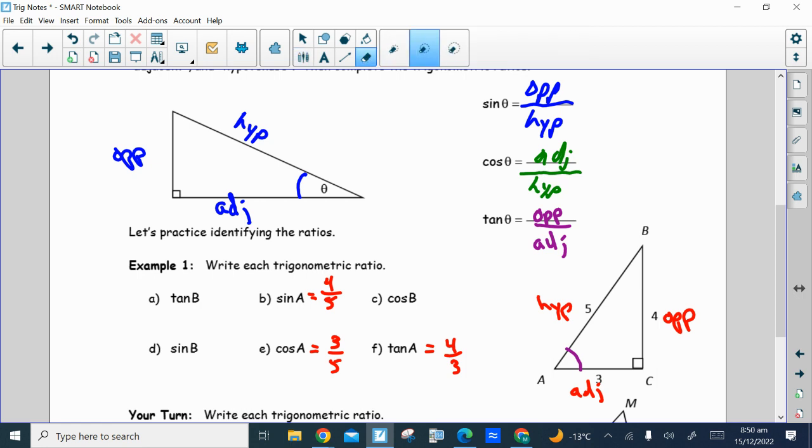Now, though, we're going to do it from angle B. So if we're working from angle B now, the opposite and the adjacent sides will change. They'll switch. From angle B, the side across from that is now the opposite, and the third side is the adjacent. The hypotenuse never changes. It's always the side across from the right angle.